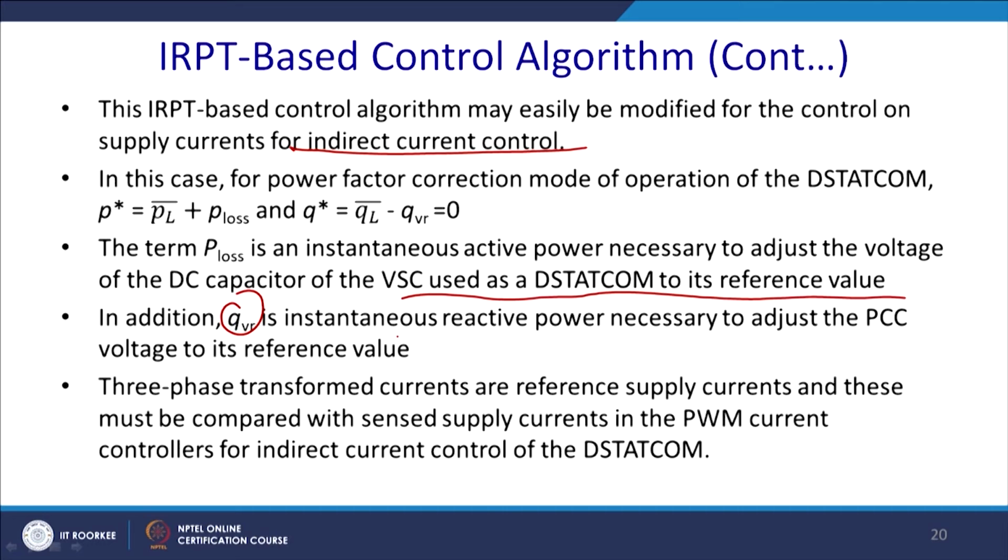The phase transformed reference supply current must be compared with the sensed supply current in the PWM current controller for indirect current control of the DSTATCOM.